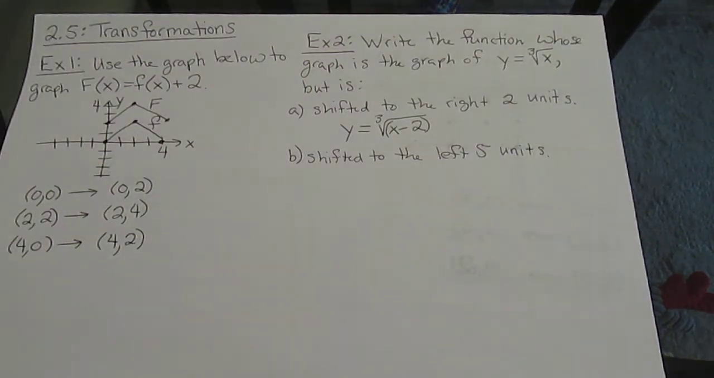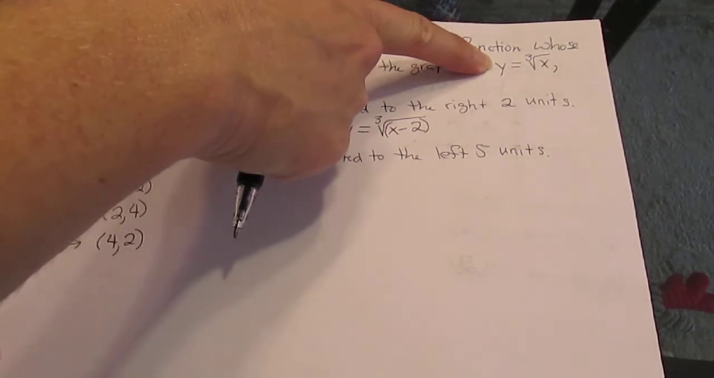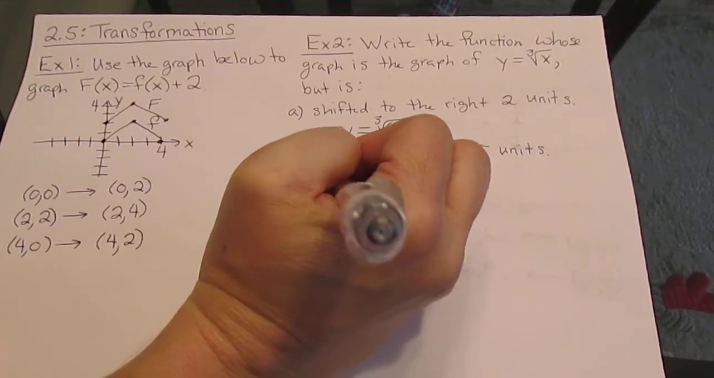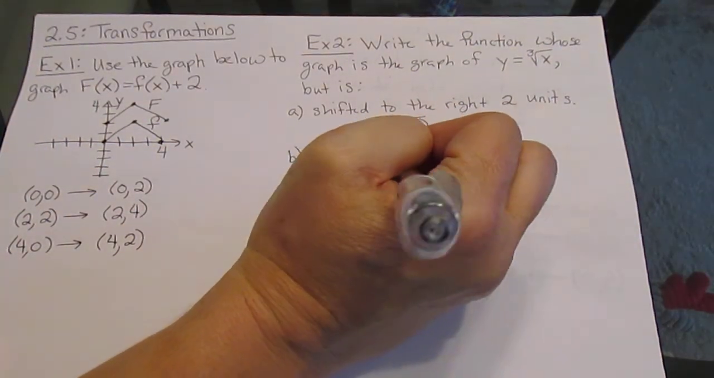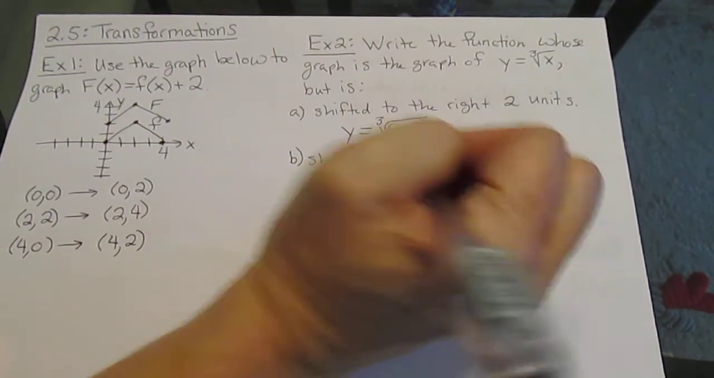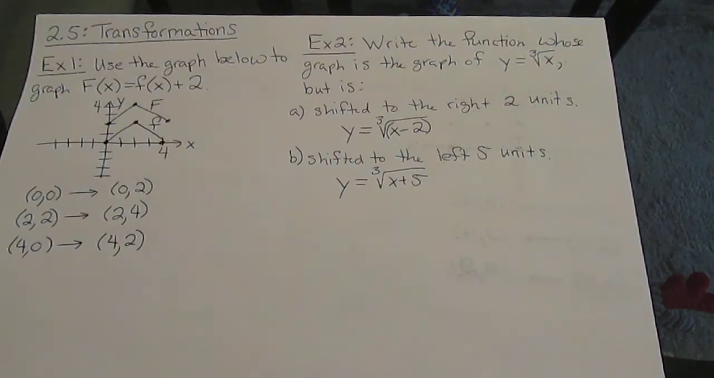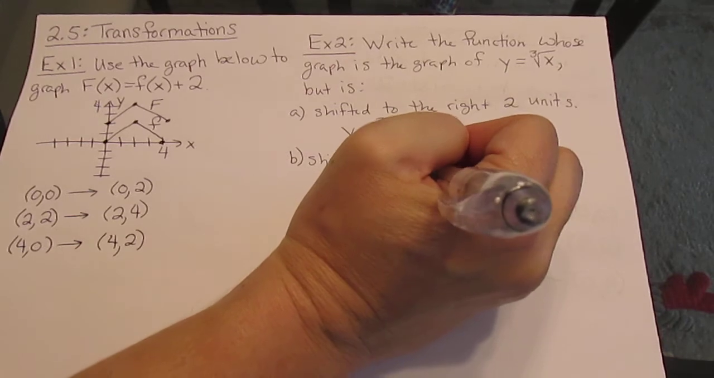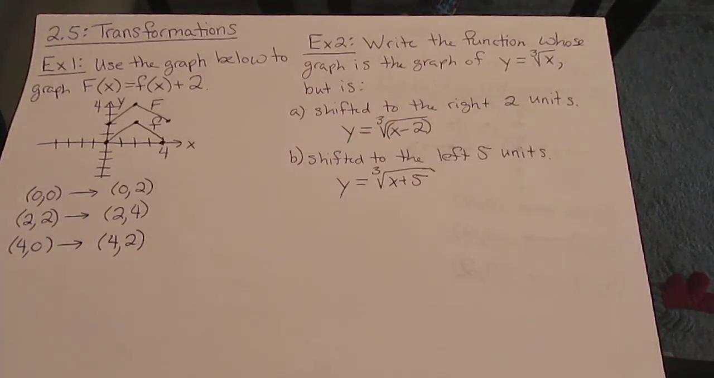Again, left and right, you're just going to be doing it to your x variable. We're going left 5, so that means this time we're going to add 5 to our x. So we're starting with our same equation, and we'll just change it. So we've got y equals the cube root of x plus 5. And this time I won't add the parentheses because again, you don't need it as long as you make sure that that cube root goes over both the x plus 5.